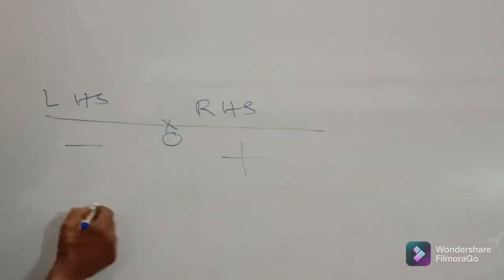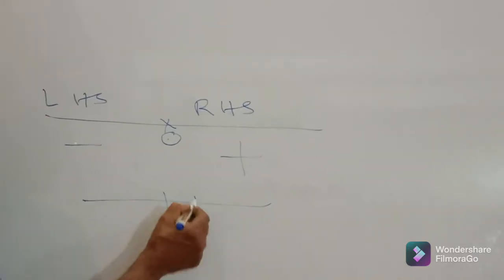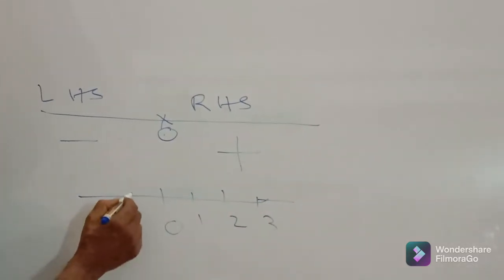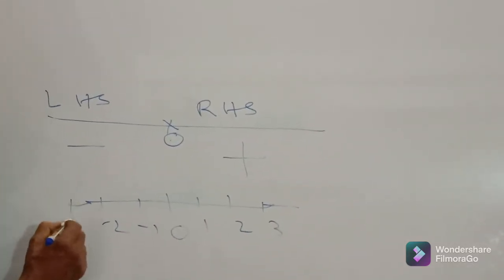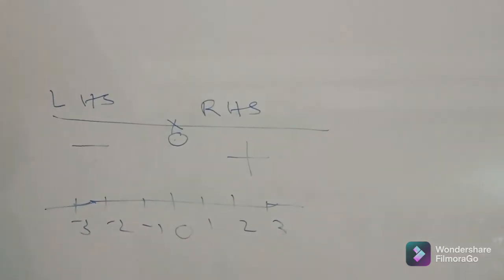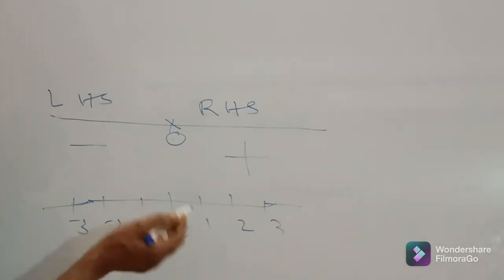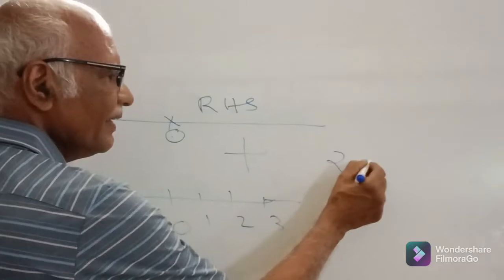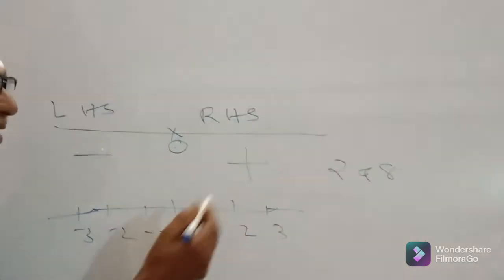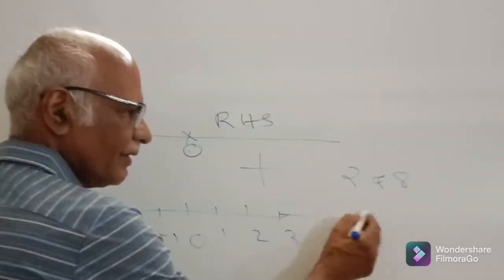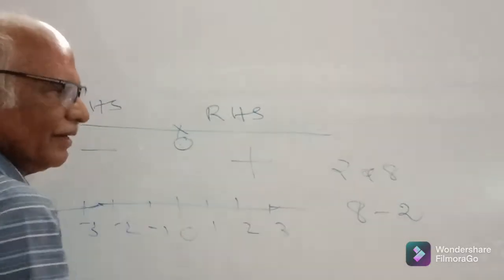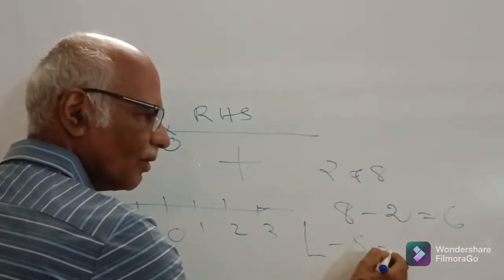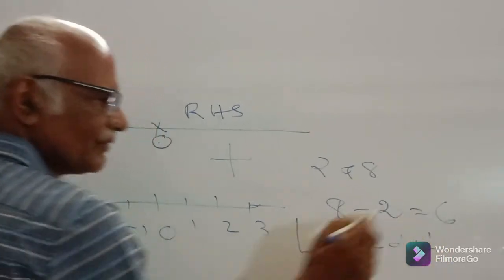So starting from this, if you have the number line, you have 1, 2, 3, etc. on the right, and -1, -2, -3, etc. on the left side. Now if you go for the difference between two numbers, suppose you want to find the difference between 2 and 8. Now we look for the larger number. The larger number is 8, and we subtract the smaller number. The difference comes to you as 6. So always large minus small is the difference.